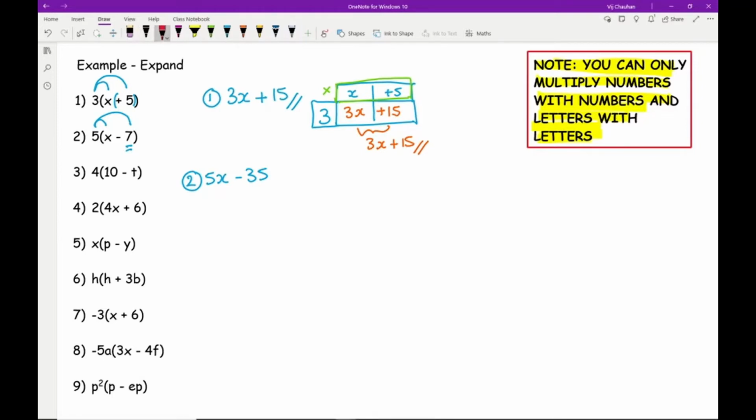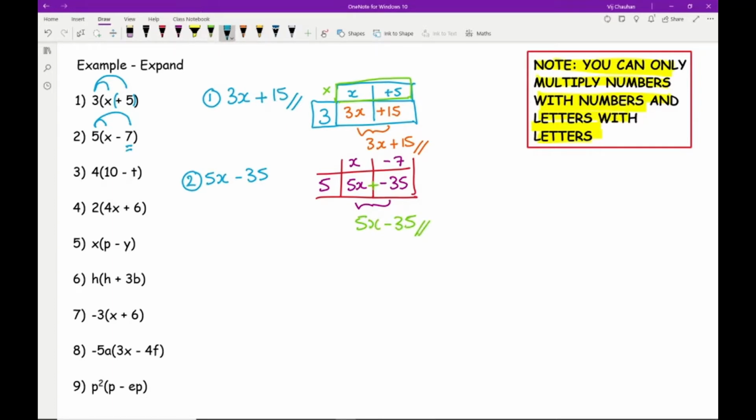So again, if I was going to do the grid method for question 2, I would set up my grid. So here let's use a different colour pen. So I've got 5, I've got x, and I've got a minus 7. So here 5 times x is 5x, 5 times 7 is 35, but I've got an odd number of negative numbers, so therefore it's minus 35. And then all I then need to do is add the two boxes together, and I've got 5x, and the plus and minus becomes a minus, so it's minus 35, and there is the final answer.